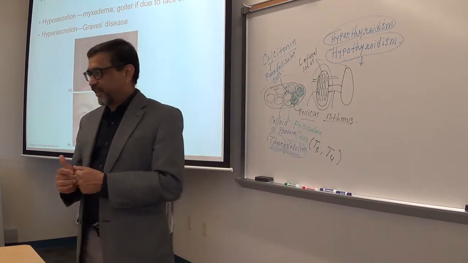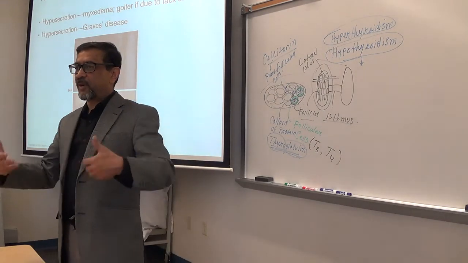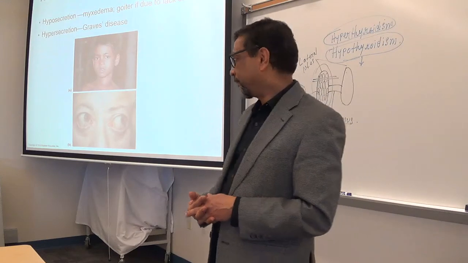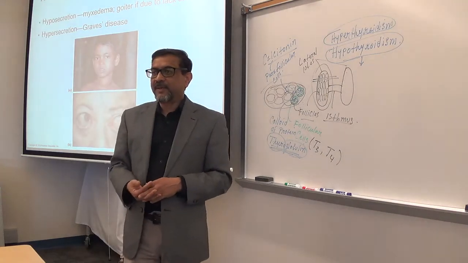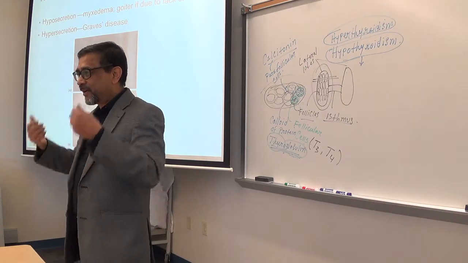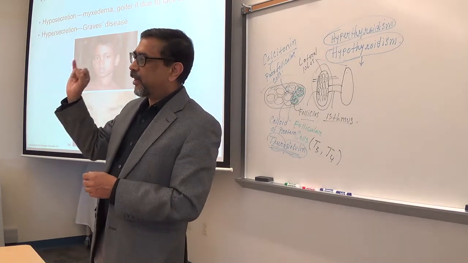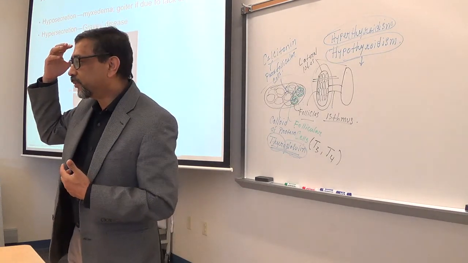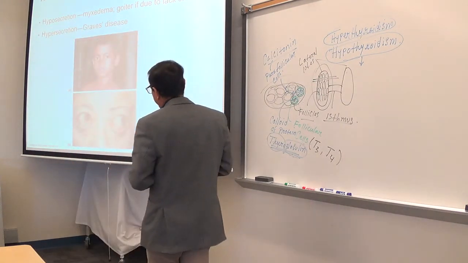Prolonged hypersecretion of thyroid or hyperthyroidism, if it continues for a long time, that leads to a clinical condition that is called Graves' disease. Okay? Graves' disease. And in Graves' disease, the person will be what? Very skinny, right? Because of hyperthyroidism, prolonged hyperthyroidism, right? Fats have been used up. So the person will be skinny, thin, always kind of restless and irritable.